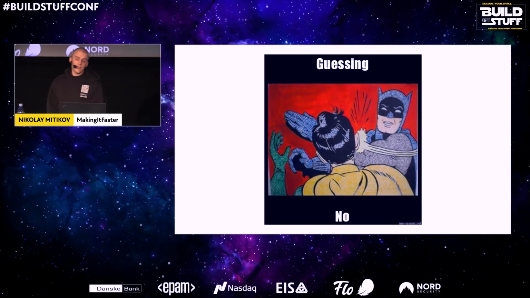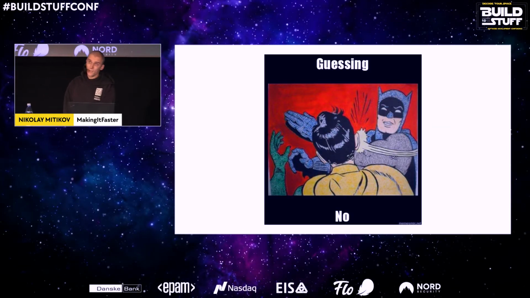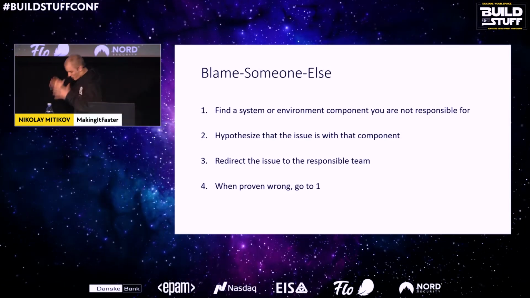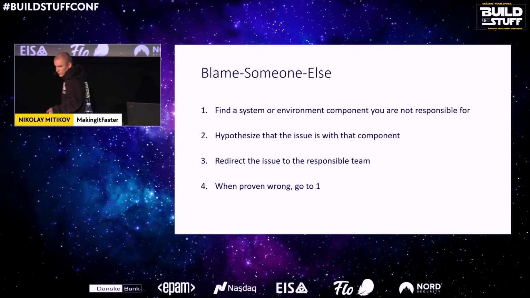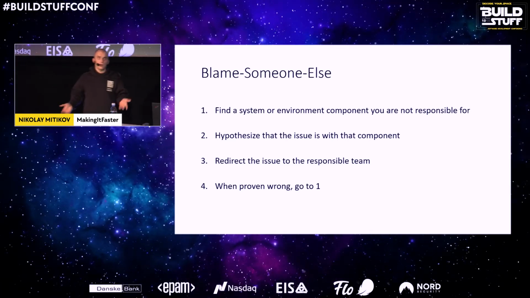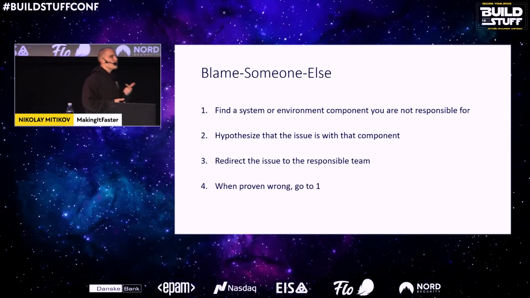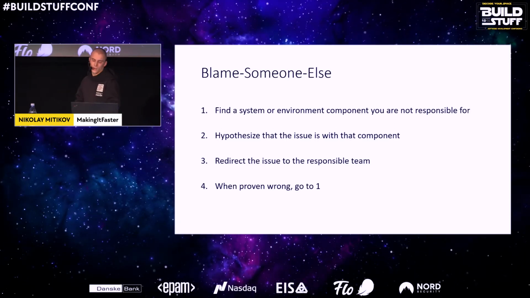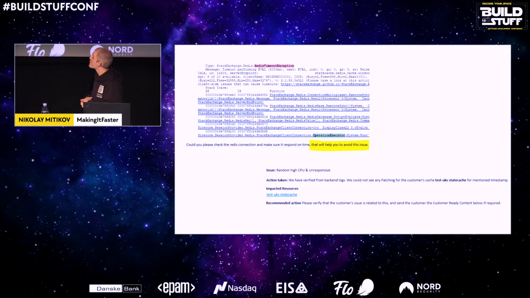So guessing, no. Another technique that is quite popular: blame someone else. You are working on one part of the system, and then there is another service you're talking to. There is a performance problem, and you find evidence, not really evidence, that the problem is with that component. You reach out to that team.